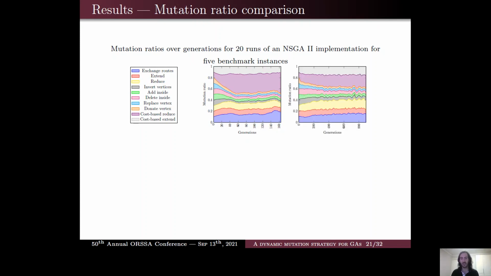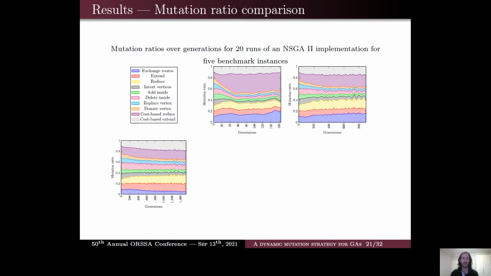For the Mumford 0 instance, we can see a similar approach where the cost-based reduce does gain more performance over time, but we can also see that the blue, red and yellow also gradually increase over time, where the orange, blue, pink and green in the middle do reduce over time, indicating that they're not performing as well as the other operators.